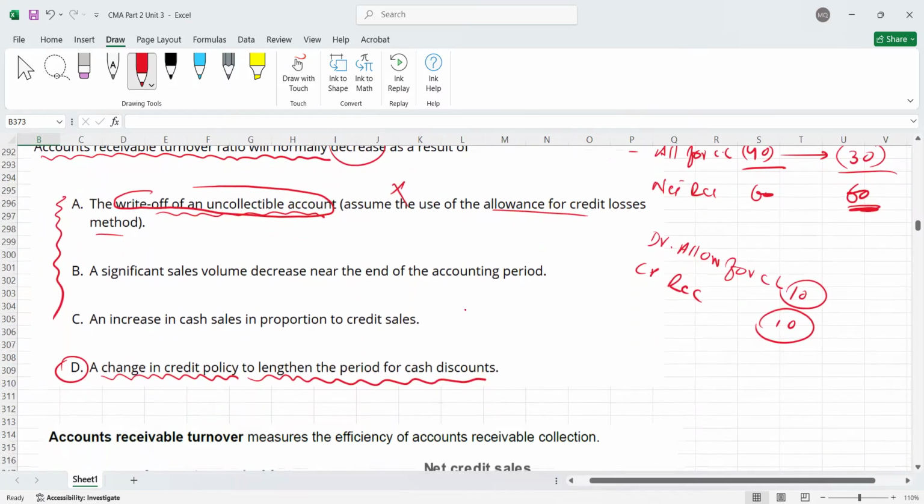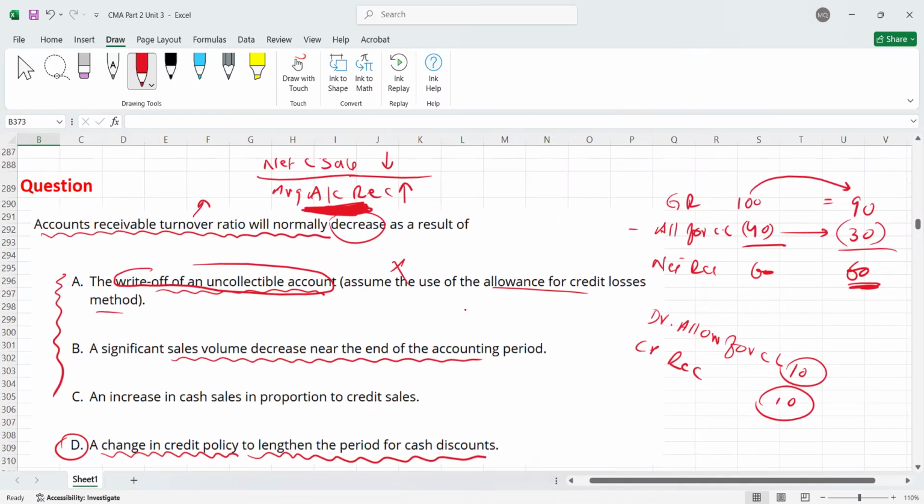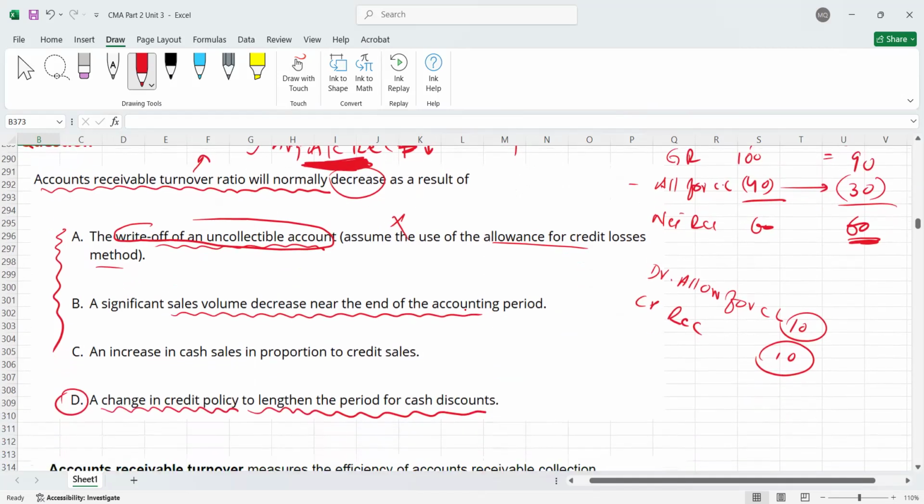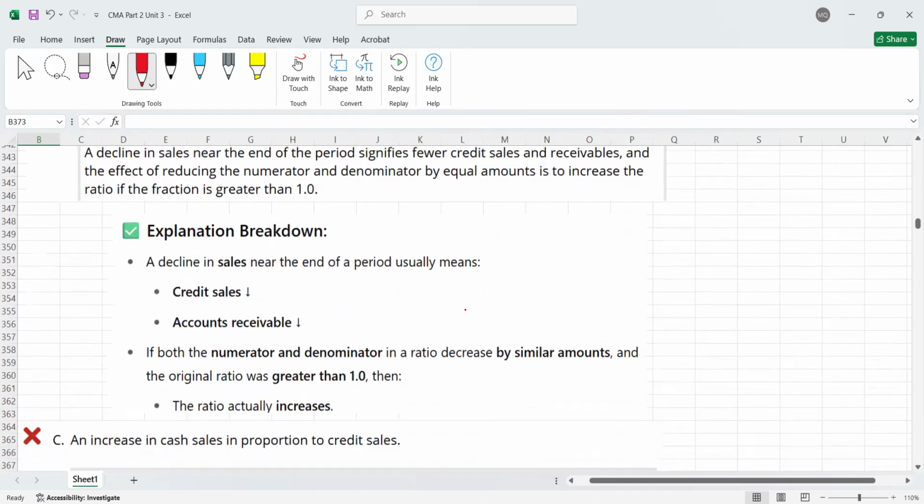Number two, a significant sales volume decrease near the end of the accounting period. Definitely, guys, when sales decrease, if you look into the numerator, that's the credit sale. If sales decrease, receivables will also decrease. Now, if the numerator and the denominator both decrease by the same amount and your original answer was greater than 1, then the turnover ratio will increase, not decrease. Don't worry if you didn't get it. Here we have the explanation for that.